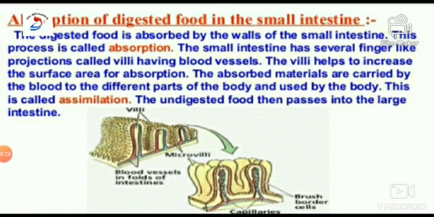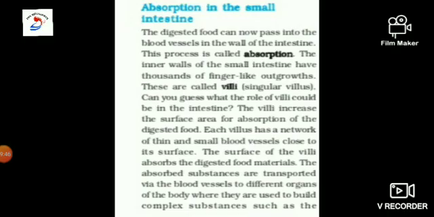What is villi? Write its function. You need to mention finger-like projection, and its function. It increases the surface area for absorption. The absorbed materials are carried by the blood to the different parts of the body and are used by the body. The absorbed substances are transported via the blood vessels to different organs of the body, where they are used to build complex substances such as the proteins required by the body.